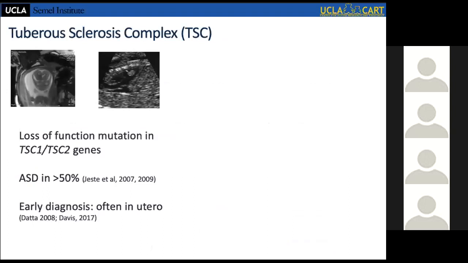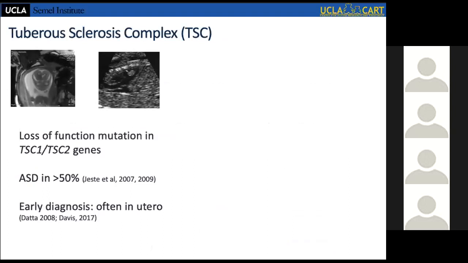So I'm not going to get into the details of the biology of TSC by any means. What I will say is that it's an autosomal dominant condition that leads to a loss of function of these two genes, TSC1 and 2. It leads to pretty significant neurodevelopmental challenges as well as epilepsy, with autism diagnosed in more than 50% of these patients.